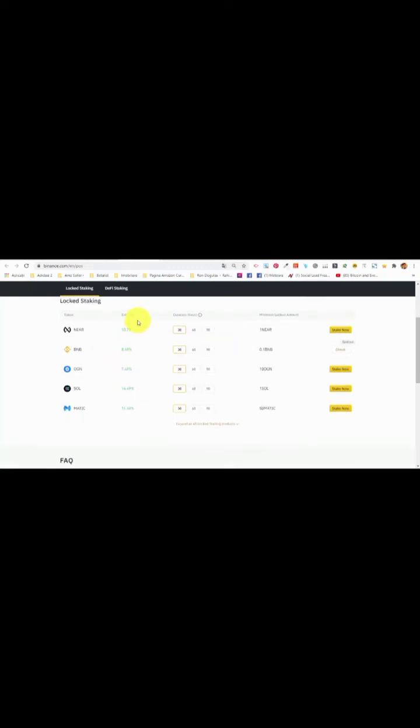Also some platforms have compound interest rate, which means you can reach higher returns. It means that they add the earning every day and then they calculate to the whole earning. Okay, and if you scroll down, you can see all the staking offers that they have. Okay, so it's easy. As you can see, it's not complicated at all.